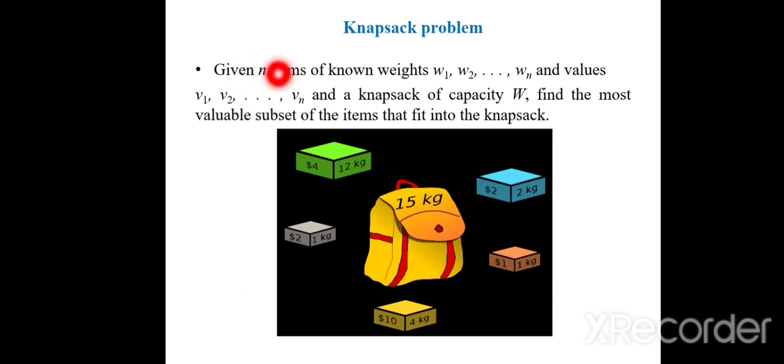So we are given n items of known weights w1, w2 up to wn, and the corresponding values v1, v2 up to vn, and a knapsack of capacity W, and we are going to find the most valuable subset of the items that fit into the knapsack. Consider this as the knapsack. We are going to fill these items into this knapsack and find the maximum valuable subset. Okay, this is the problem.